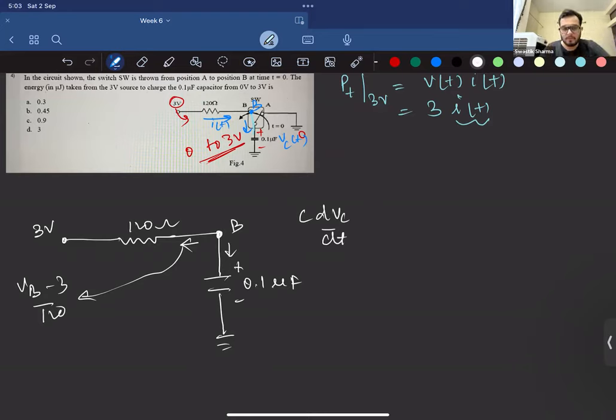Is it confusing? Let me know. I really want to solve it out. So let me know how this is confusing so that I can tell you.